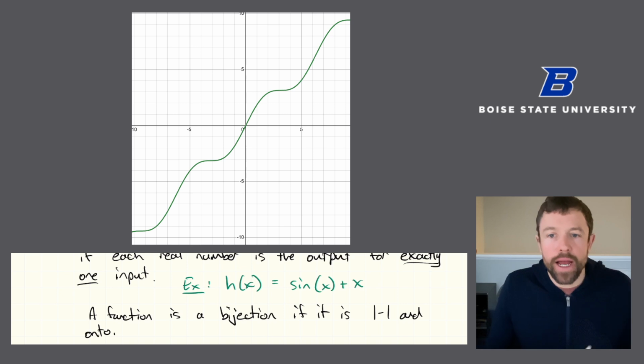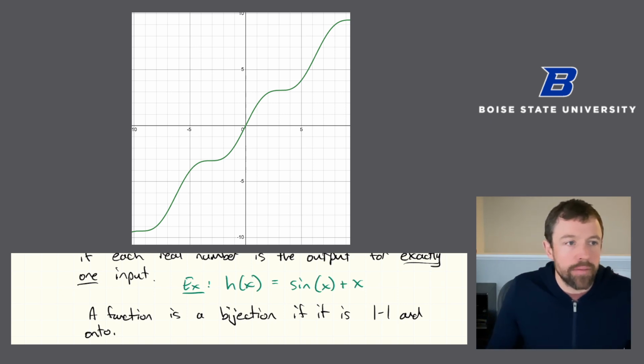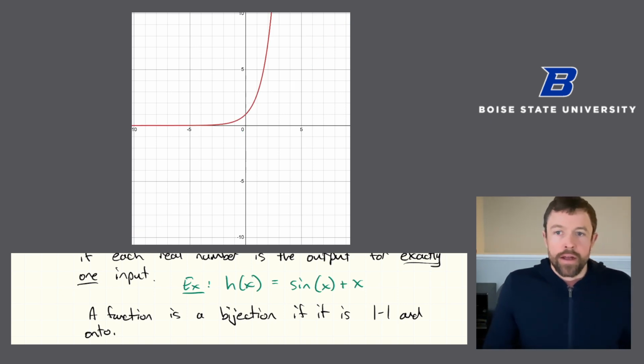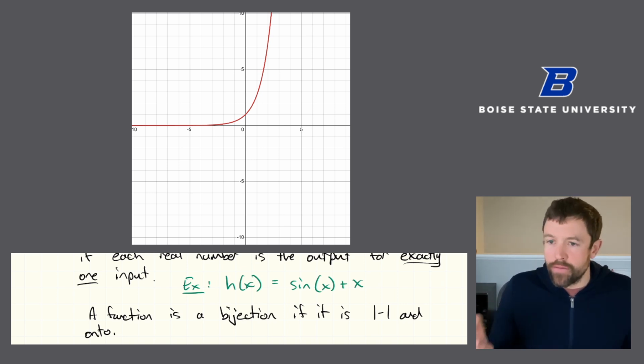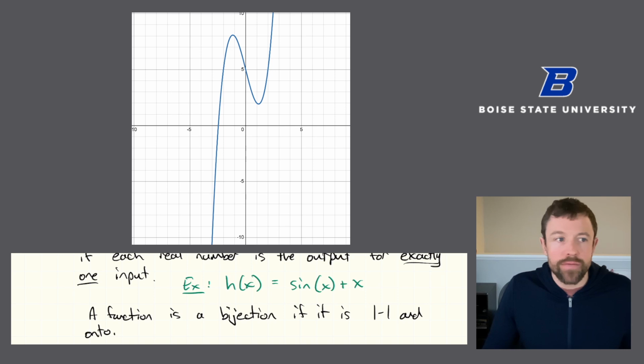So as we go back through our functions, let's recap this. This function f of x equals e to the x, this is 1 to 1, but it's not onto. You can never get negative outputs. So we have a function that's 1 to 1, but not onto. This function f of x equals x cubed minus 4x plus 5, this is onto. You get every single real value as an output, but it's not 1 to 1.